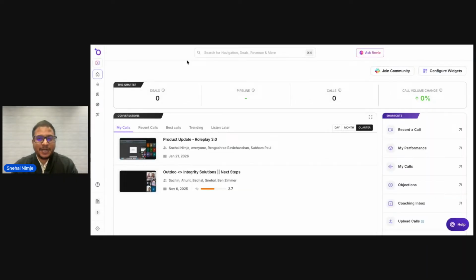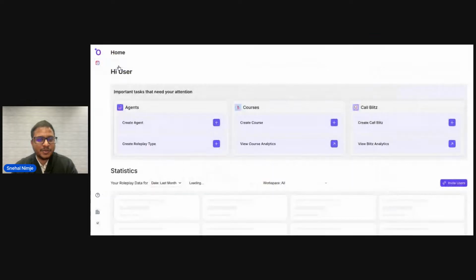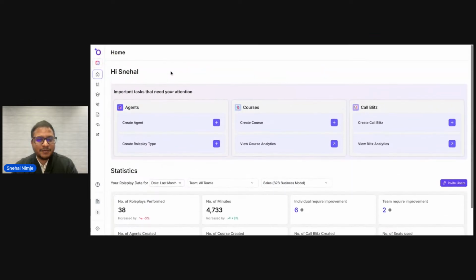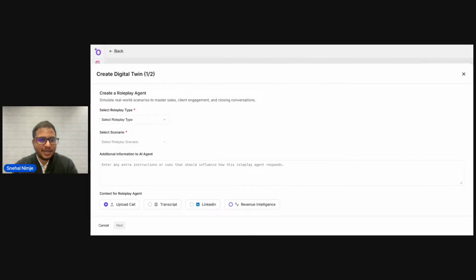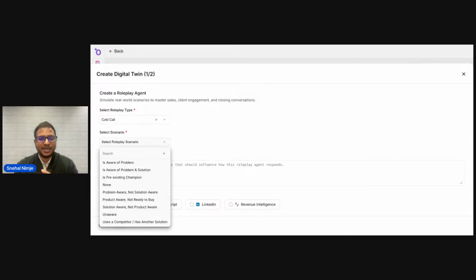Fantastic. So right now, we are in the Outdo application. I'm in the revenue intelligence part. Now I'll just switch over to the AI roleplay product. One simple way you can create a very realistic roleplay agent is by creating a digital twin. You can create a digital twin from your existing call, and that's the easiest way to have a very realistic roleplay agent.